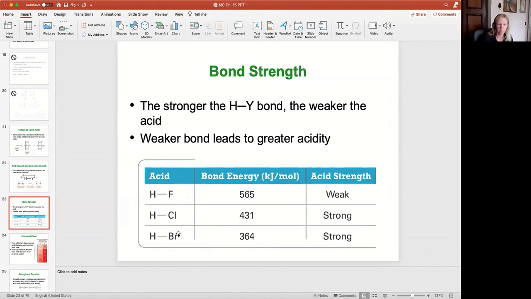So bromine is much larger than chlorine. Chlorine is much larger than fluorine. So the smaller this anion is, the stronger this bond is. And so even though this bond is the most polar bond out of all three of these, because it's the strongest bond, then it's going to have a very weak acid strength. So hydrofluoric acid is a very weak acid. Hydrochloric acid is a really strong acid. Hydrobromic acid is a really strong acid. And so you kind of have to take both of these into play.